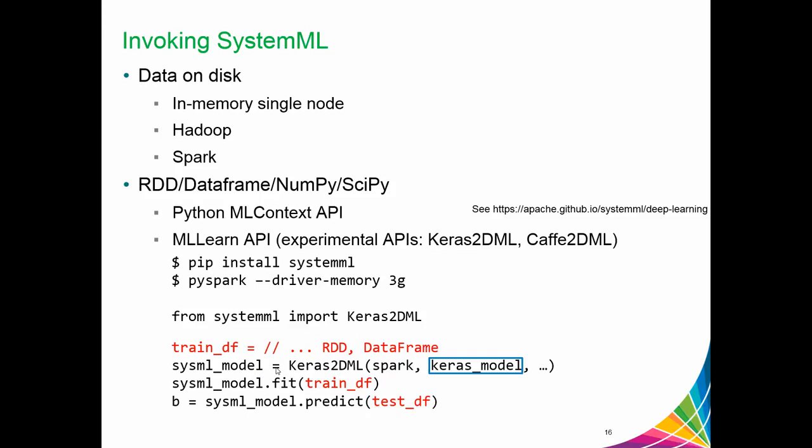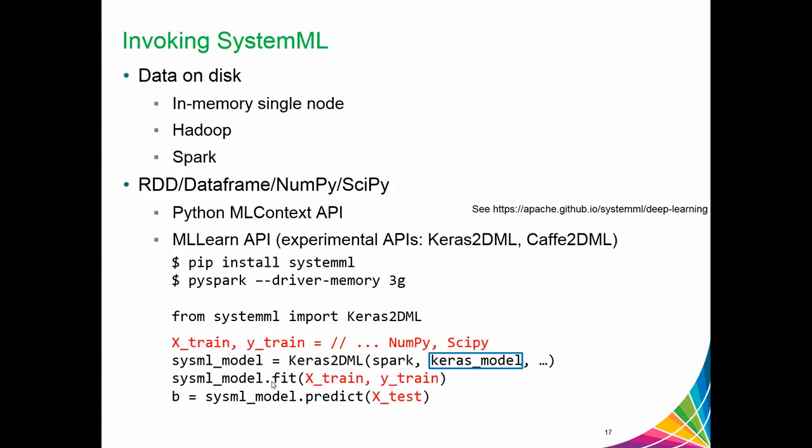There are three different ways to implement a deep learning model in SystemML: using a DML-bodied NN library, using the experimental Caffe to DML API, and using the experimental Keras to DML API. Keras to DML API and Caffe to DML API are instances of the MLLearn library we discussed earlier. Hence, they have fit and predict methods and can take in a NumPy array or a Spark data frame as input.